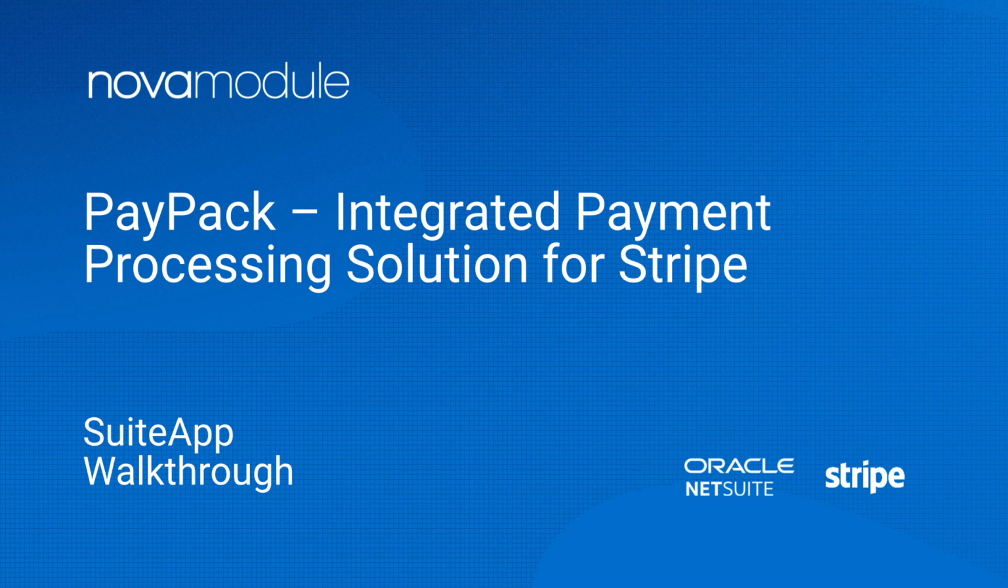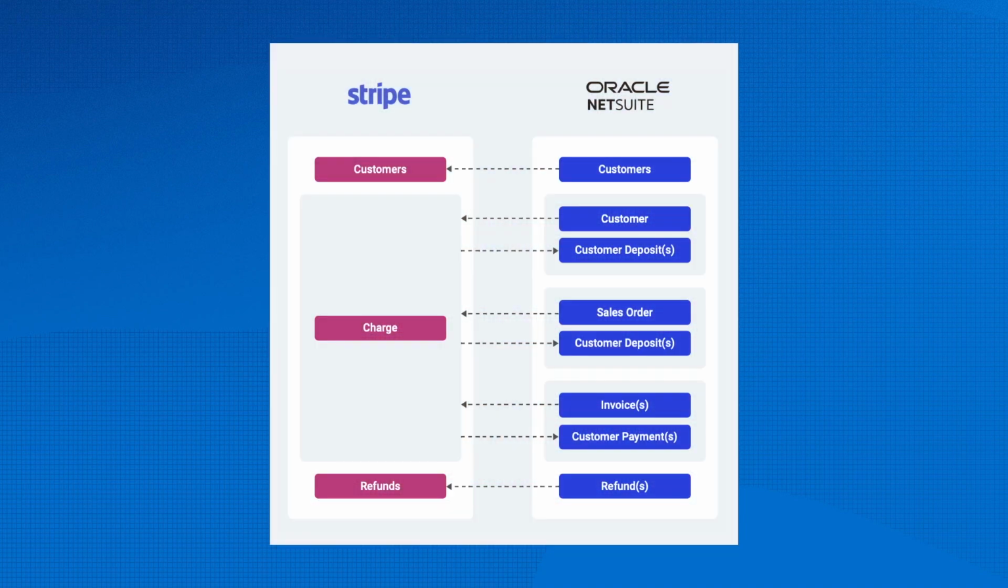Streamline your order-to-cash process with PayPack, an integrated payment processing solution for Stripe in NetSuite. Nova Module offers a pre-built solution where eliminating payment processing complexities with automation means empowering your accounting and sales teams to focus on more important matters.